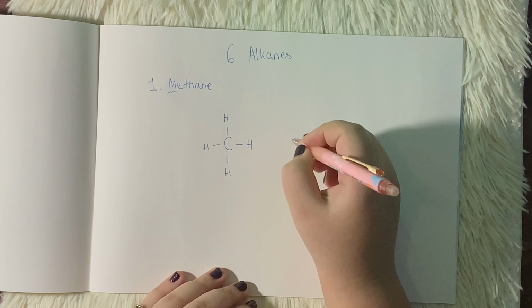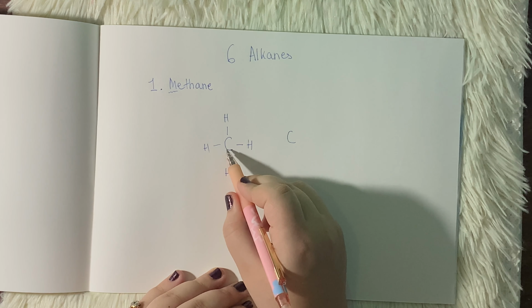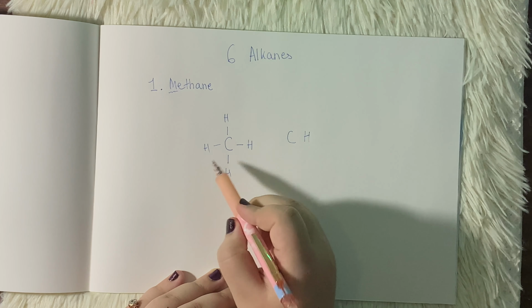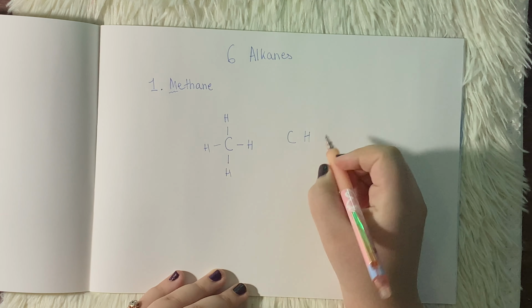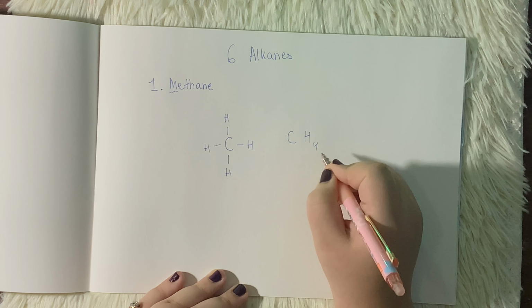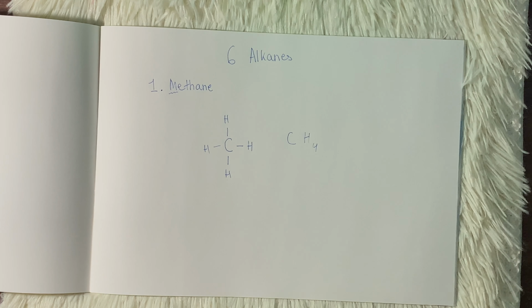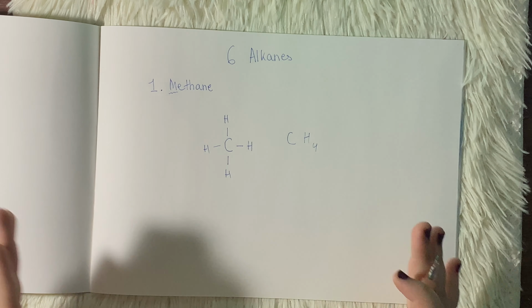And now by drawing this structure, we can look at the formula. So now we know that there is only 1 carbon atom. And now we're going to count how many hydrogens. So 1, 2, 3, 4. CH4. That is the formula for methane, CH4. And that's all. That's the first step.